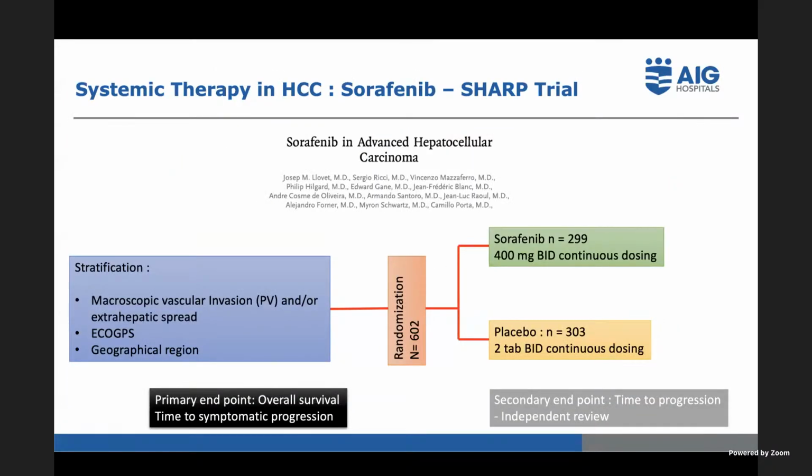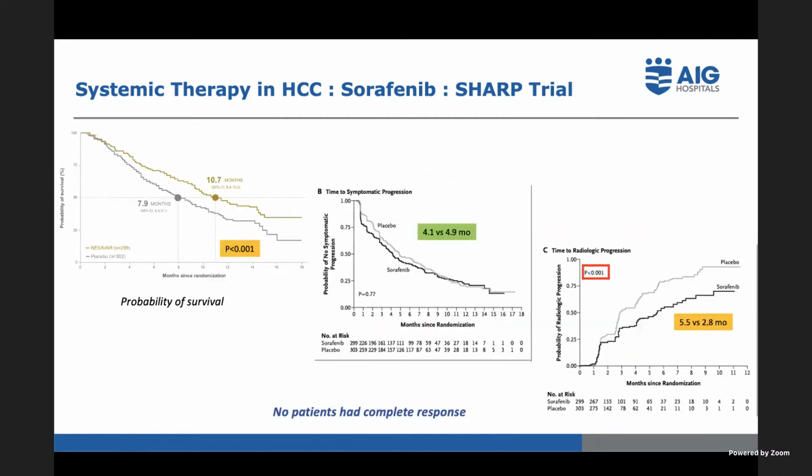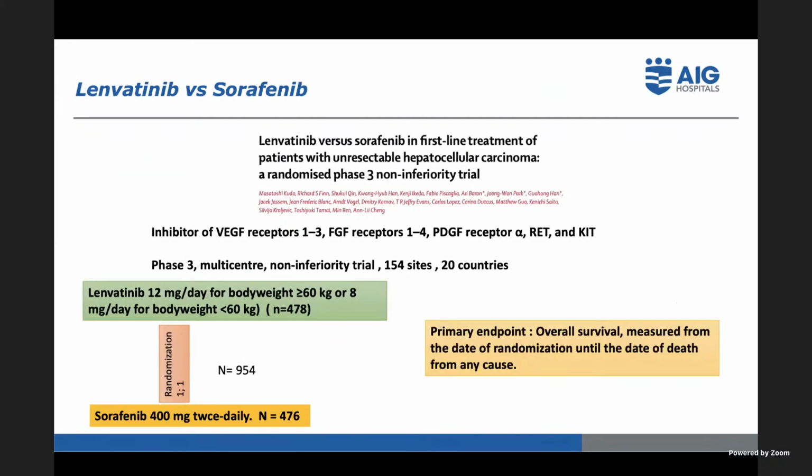On systemic therapy in HCC, we are aware that no talk on systemic therapy can go without mention of the SHARP trial, which compared sorafenib and placebo and included patients with macrovascular invasion and extrahepatic spread. The primary endpoints were overall survival and time to symptomatic progression. There was a significant difference in the probability of survival and an improvement in radiological progression, but no patient had a complete response with sorafenib.